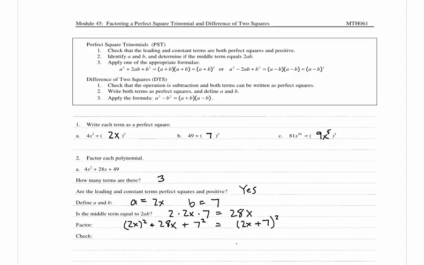And now they want us to check. And we would check by multiplying 2x plus 7 times 2x plus 7. And FOIL this out, and we get 4x squared plus 14x plus 14x plus 49. And then we'll combine our like terms, and we get 4x squared plus 28x plus 49. And that's the polynomial we started off with.